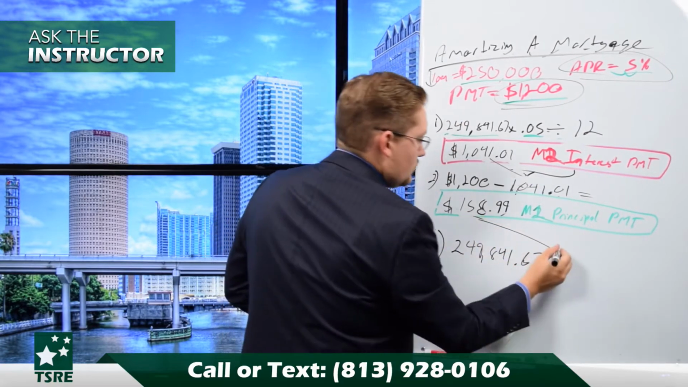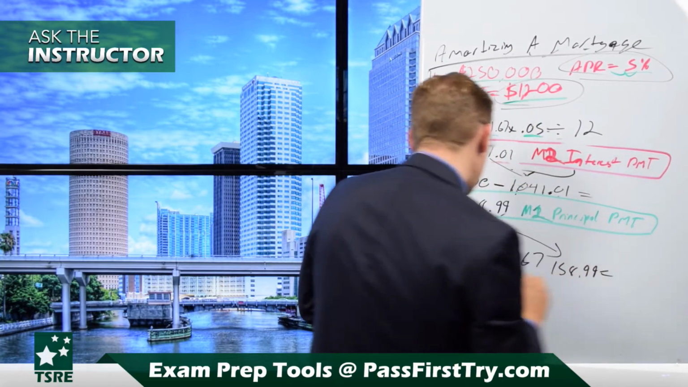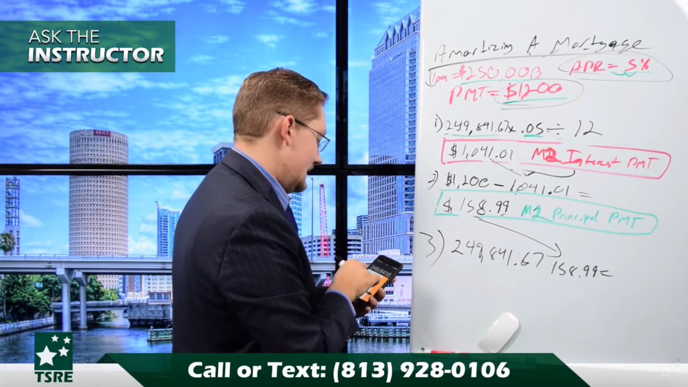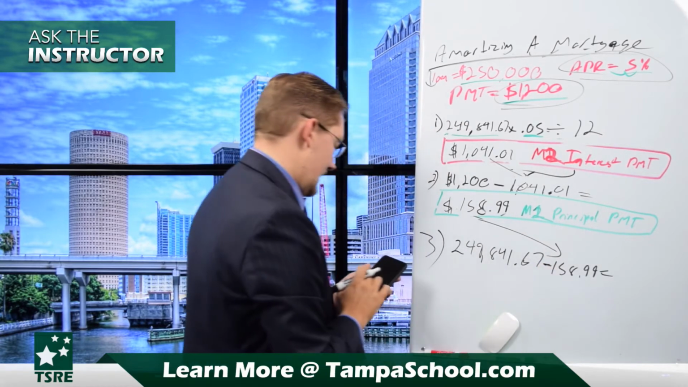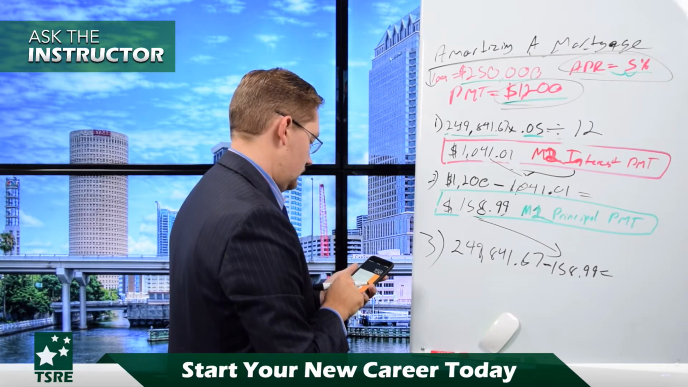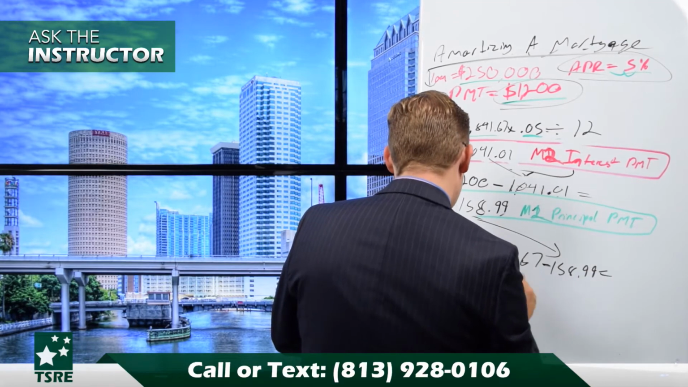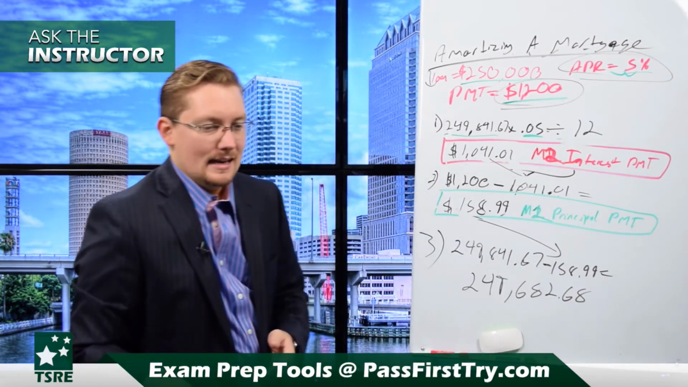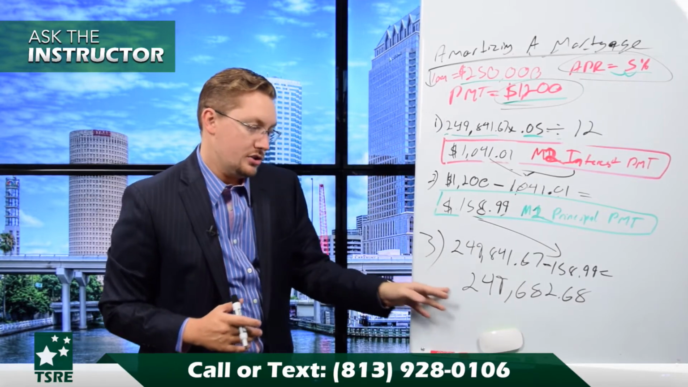$249,841.67, and then we're just subtracting out that $158.99. So we plug that in our calculator, $249,841.67, and we subtract out from that $158.99. We end up with $249,682.68. And that's as easy as it is. Once you have these 3 steps down, that's our month 2 balance.